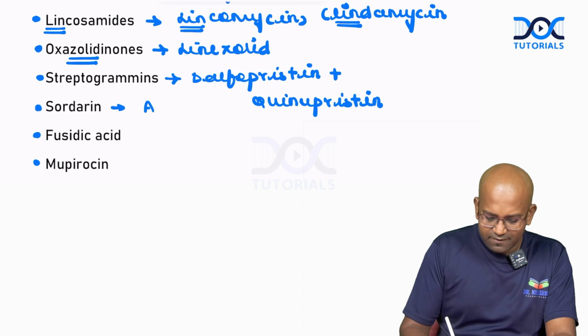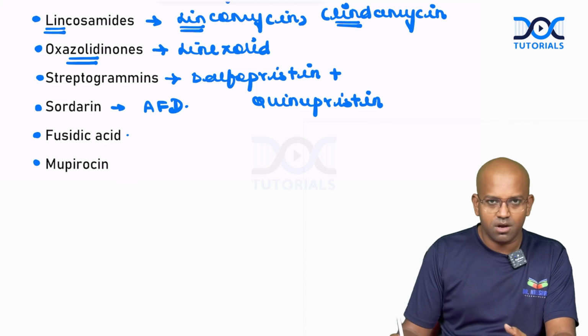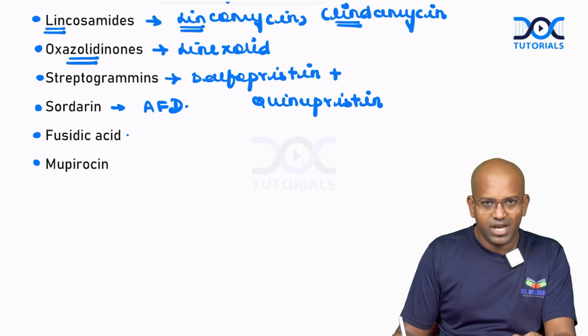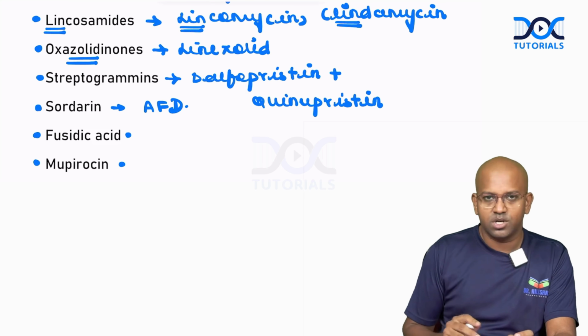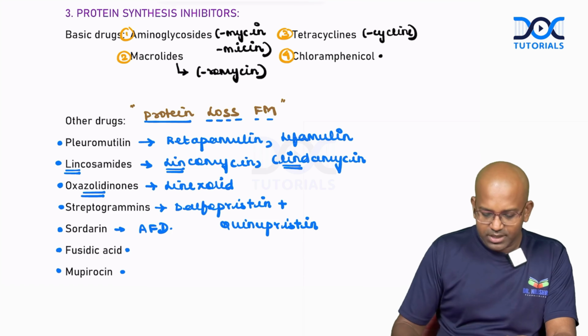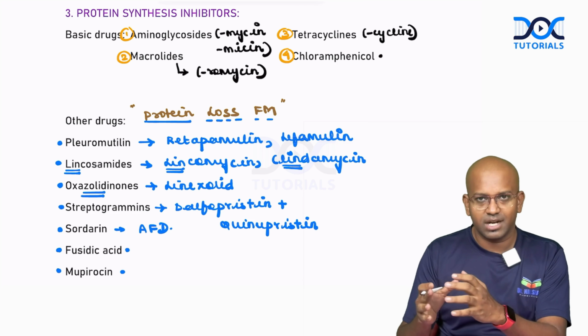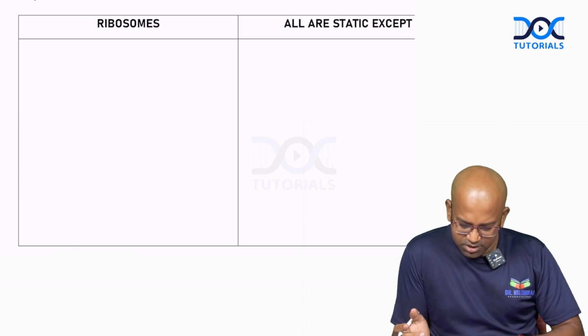Sordarin is an antifungal drug. Similarly, how we have seen one more antifungal drug which might inhibit the cell membrane synthesis, which is your polyenes like amphotericin B and nystatin, similarly we have a protein synthesis inhibitor for fungus, which is sordarin. Fusidic acid and mupirocin are individual drugs. These are not a group of drugs, guys. So these are all the different drugs which might inhibit the bacterial protein synthesis. Remember, this is a bigger classification, but all of these drug names are very much important for the exams too. Now with this, we'll proceed on further.